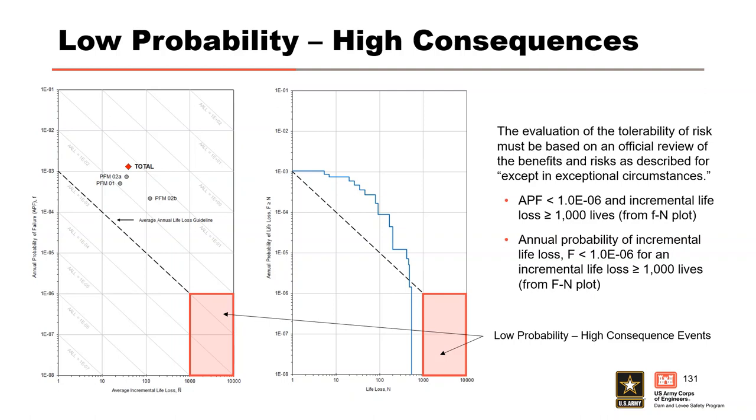There is also a threshold beyond which the magnitude of the consequences necessitates extraordinary measures to control risk. Because of this, it is appropriate to treat low probability and high consequence situations with great care and closer scrutiny to ensure everything reasonable has been done to reduce risks. This region is defined by life loss, either average incremental or just incremental, that is greater than or equal to 1,000, and an annual probability less than or equal to 1 times 10 to the minus 6.